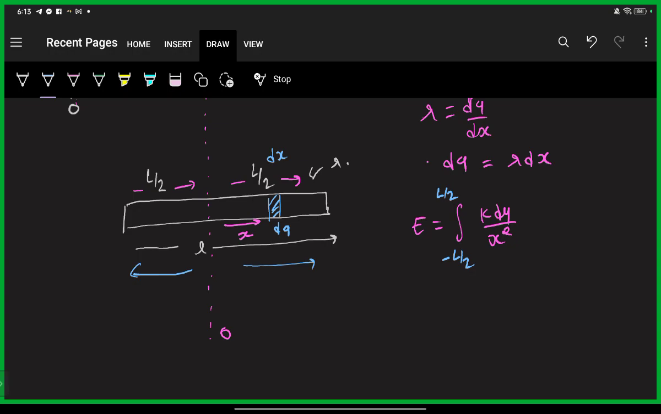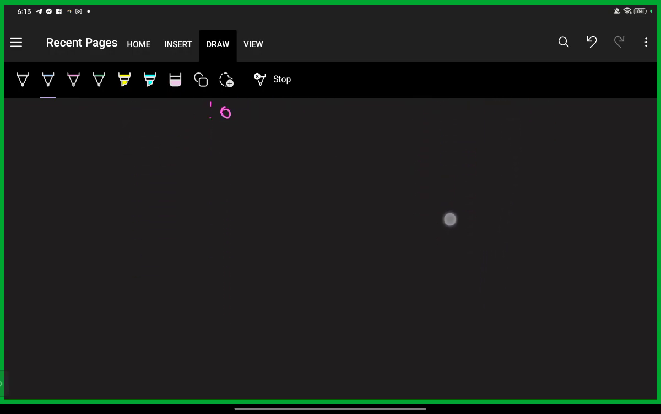Are you getting my point? Yes, sir. So this is the rod. How to take an element in a rod. Let's say a cylinder is given.